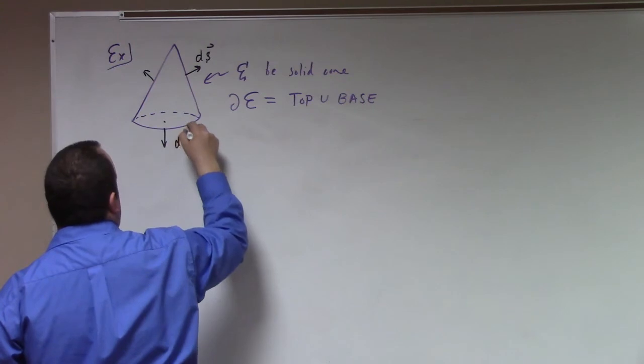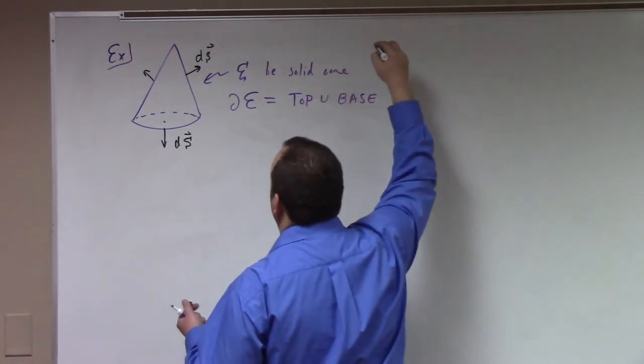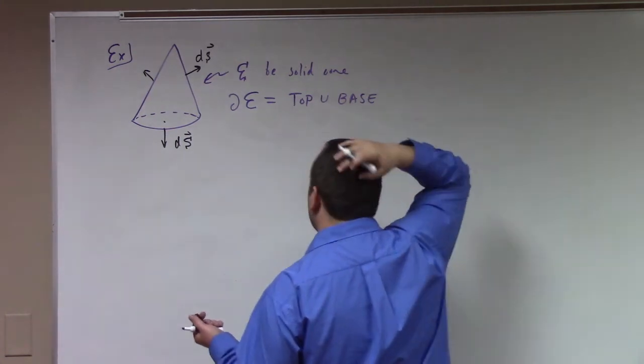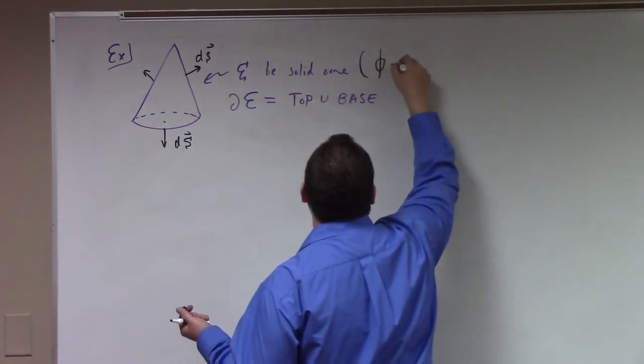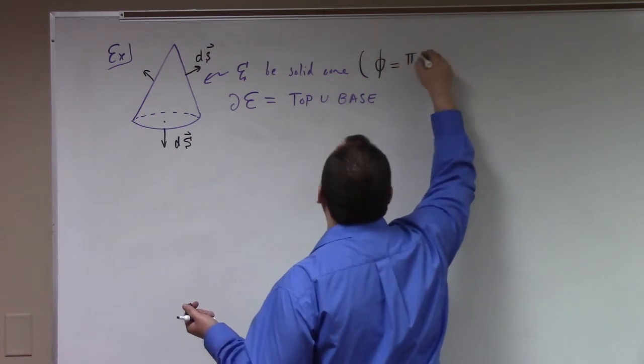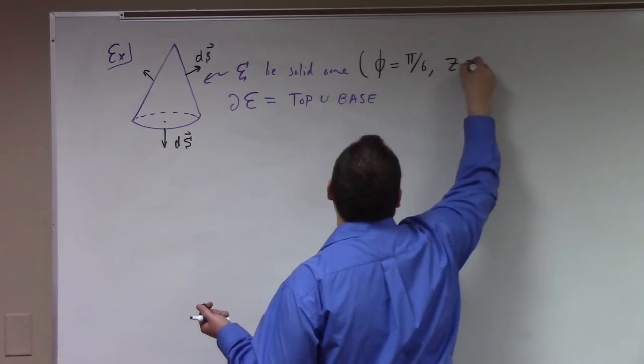And I could even tell you, and I want this to be the solid cone, I guess I need to be a little bit more specific than that, right? Let's say phi equal to pi over 4, let's do pi over 6. And z greater than or equal to 0.